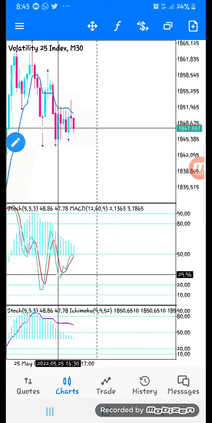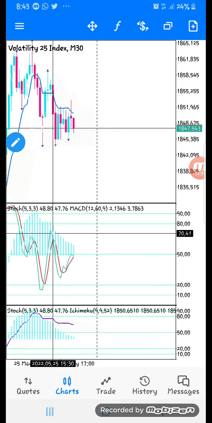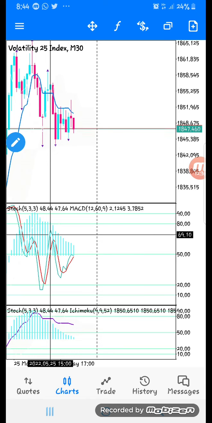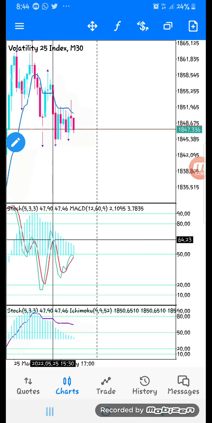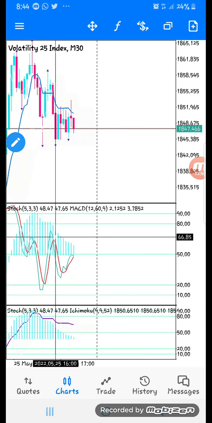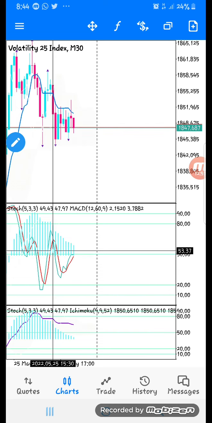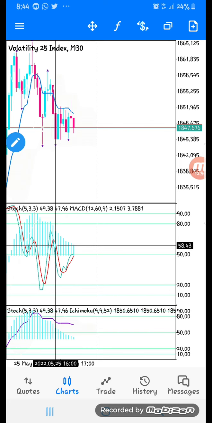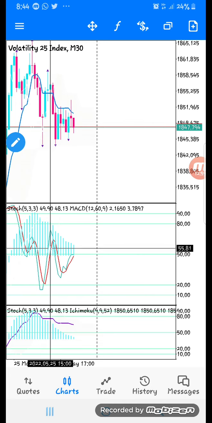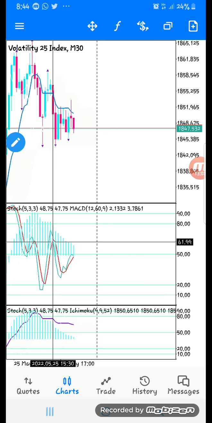What you use to enter a trade most times is the stochastic. When the stochastic now comes and opens here, already the Ichimoku is pointing downward. When it gives you a crossover sign, you enter. When it gives you a crossover sign, the next candle should be your entry candle. First you get a crossover sign from the stochastic.